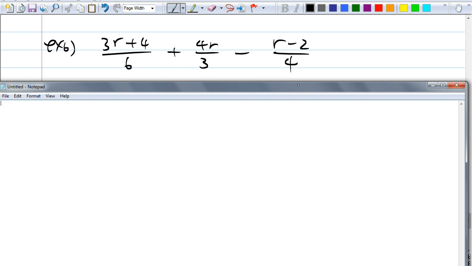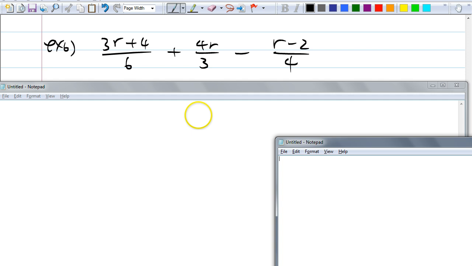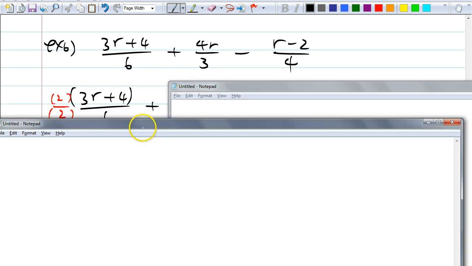Anybody see what the LCD will be without doing all the factor trees? It's going to be 12, right? Do you see that? So what do I need to do with the first fraction so that I get 12 as my denominator? What do I need to multiply the first fraction by? Just 2 or 2 over 2? 2 over 2, exactly right. So I need to multiply the first fraction by 2 over 2.